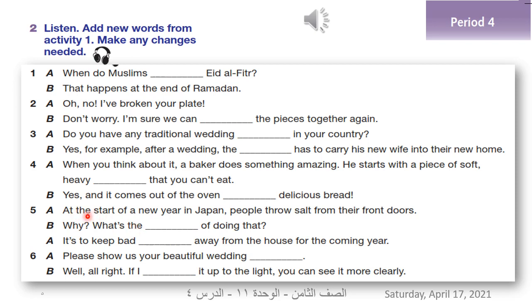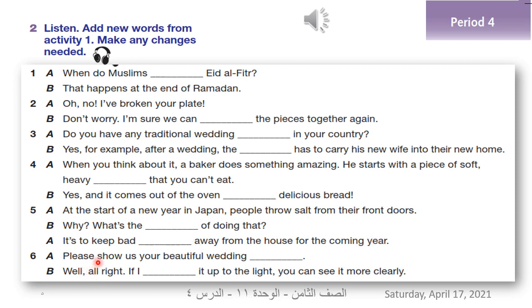5. At the start of a new year in Japan, people throw salt from their front doors. Why? What's the purpose of doing that? It's to keep bad spirits away from the house for the coming year.